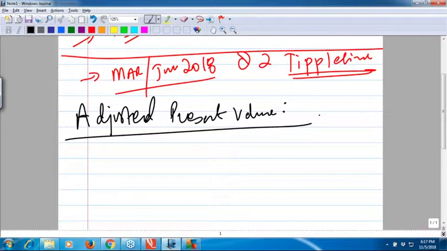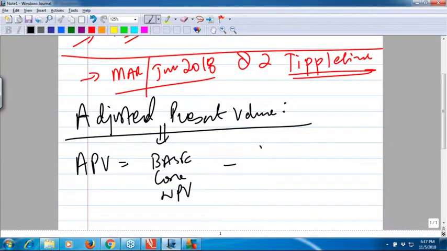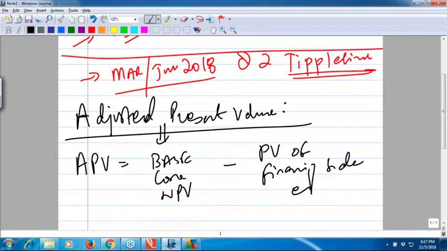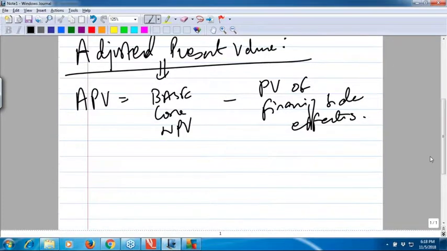Okay, so when we talk about the concept of adjusted present value, what is this adjusted present value? Adjusted present value is a modified technique as compared to the net present value technique. When we talk about adjusted present value, we say that the APV is basically the base case NPV minus the present value of financing side effects. So the APV, the adjusted present value, is the base case NPV less the present value of the financing side effects.